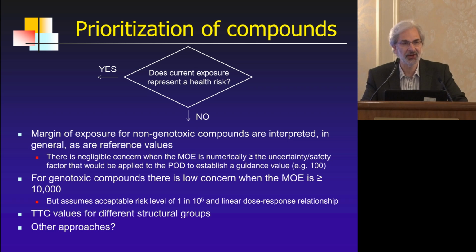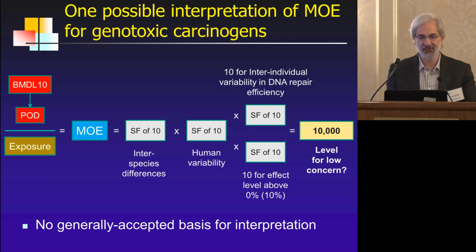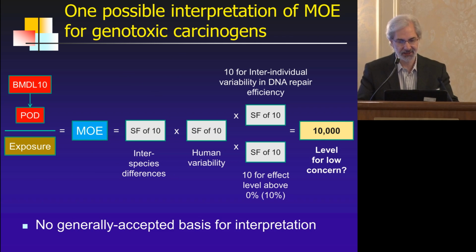Other approaches are the threshold of toxicological concern for the different structural groups, for example, the Cramer classes 1, 2, and 3, and one might think of other ways of prioritizing compounds. So just a word about this issue of dose response and the interpretation of the margin of exposure.